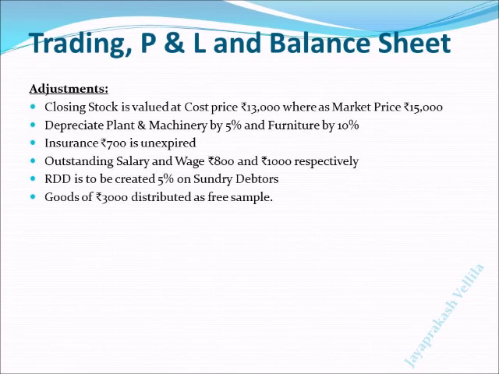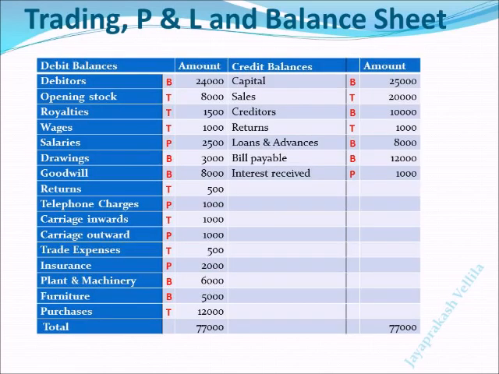Also given that goods 3,000 distributed as free sample. So this 3,000 should be deducted from the closing stock. Now, as usual, we are going to mark the entries which need to be put in the tables of trading account, profit and loss account and balance sheet.